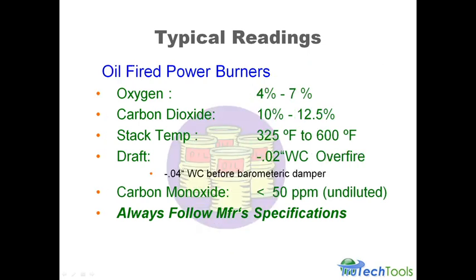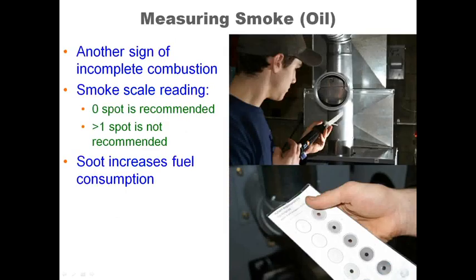Oil burners, 4 to 7% oxygen. A lot of oil guys use carbon dioxide, so you're going to be looking for a CO2 of 10 to 12.5%. Stack temperatures of 325 to 600. Draft is 0.2 inches over the fire and negative 0.04 before the barometric damper. Oil does make CO, just like gas, so that CO should be under 50 parts per million undiluted.